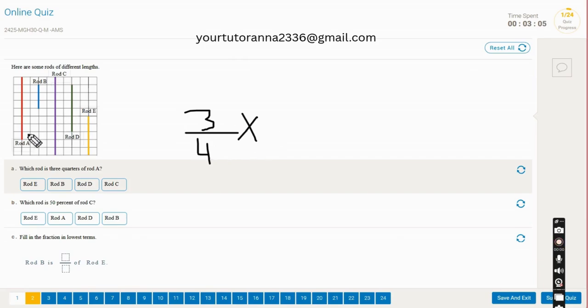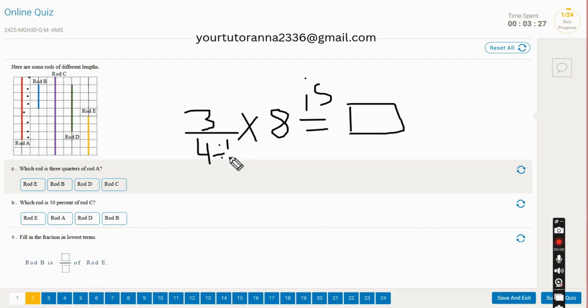Now what is rod A? 1, 2, 3, 4, 5, 6, 7, 8. So 8, times 3/4, is equal to box. The missing one is always the equal sign, so we're supposed to solve it and get the answer. We know that 4 is in the multiplication of 8, so we can divide here by 4 and here by 4. We get 3 over 1 times 2. 8 divided by 4 is 2. So 3 times 2 is 6.